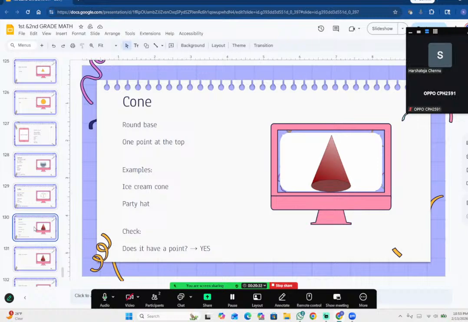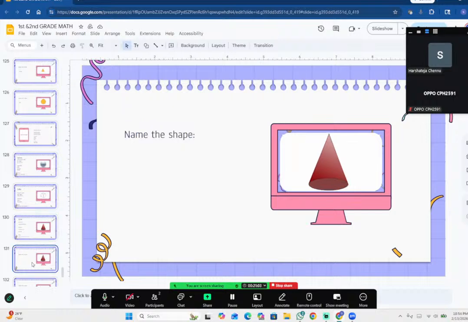So this is a cone. A cone has a round base and one point at the top. Some examples are an ice cream cone or a party hat. The main check is, does it have a point? And the cross section should give you a triangle.